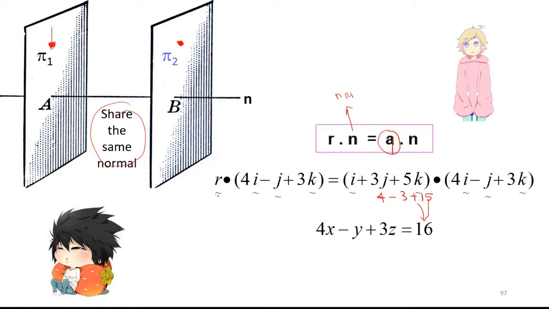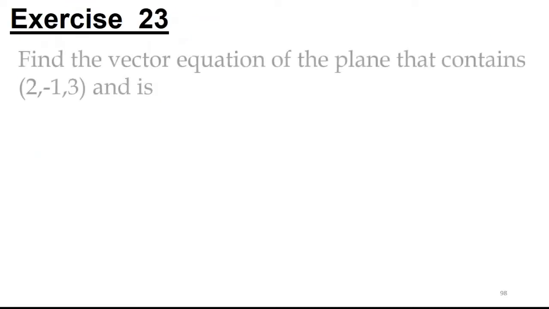Yang depan ni sebab x, y, z dekat y. So, dapatlah 4x minus y plus 3z. Okay, that is the equation of normal. Okay, settle. Itu, kita tengok exercise 23.